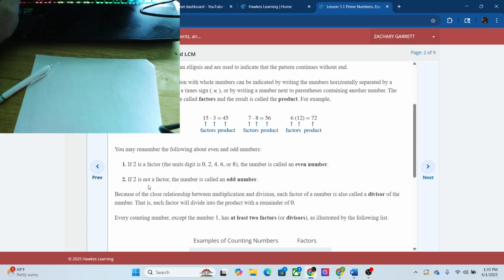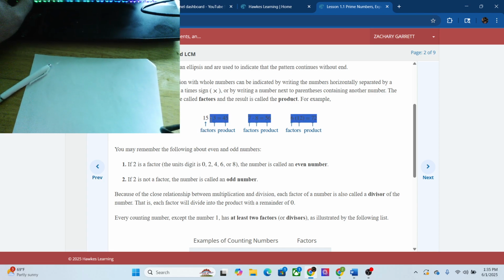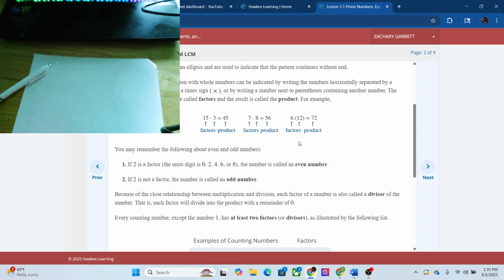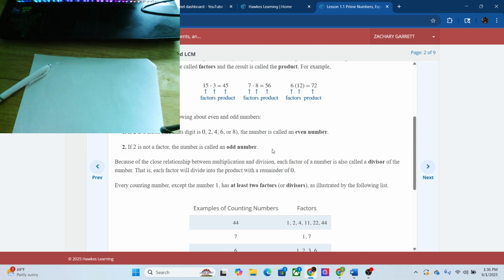When it comes to the explanation of factors and products, we have factors as being 15 times 3 equals 45, 45 being the product. So the factors are just two numbers that are multiplied together to get a product. Another example of that is 7 times 8 equals 56. Again, 7 and 8 are the factors, 56 is the product.